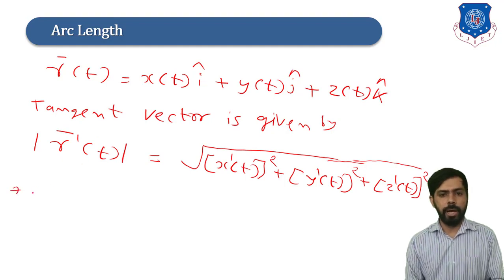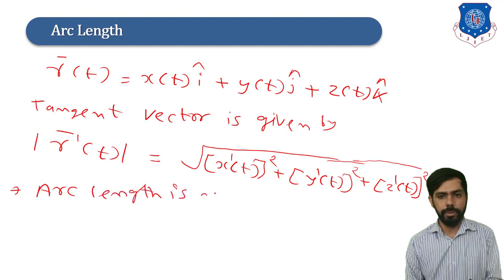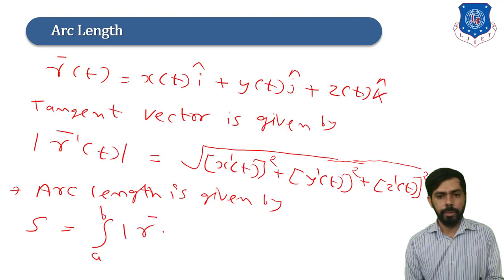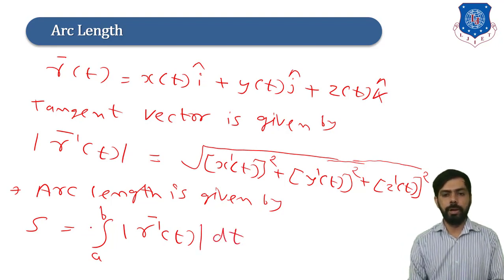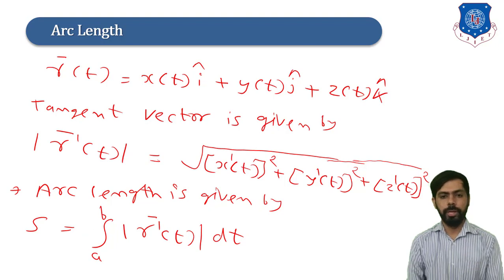Now arc length is given by, the formula for arc length is S, capital S, is equal to the integration from a to b of the magnitude of r bar dash t dt. So using this formula we can find out the arc length. Now let us discuss an example related to arc length.